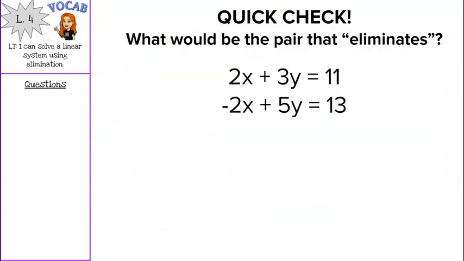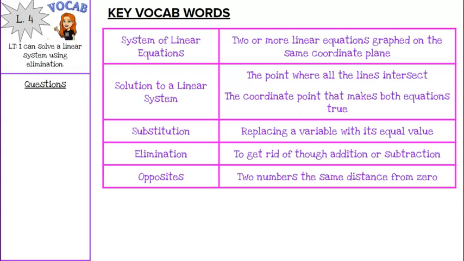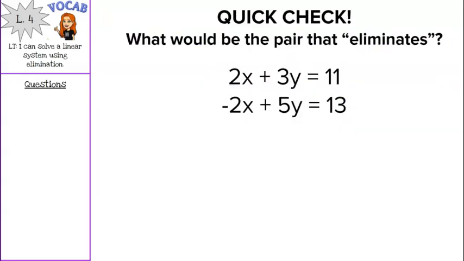Quick check, what would be the pair that eliminates? The pair that eliminates would be the x's, the 2x and -2x. Those are opposites, so they make 0. And then we could add up the rest and continue solving our system.